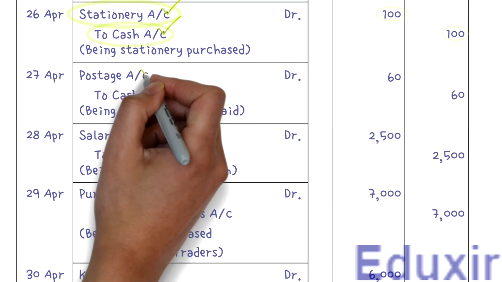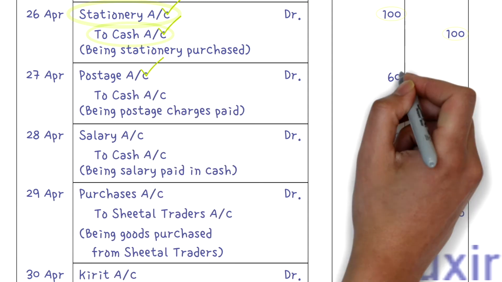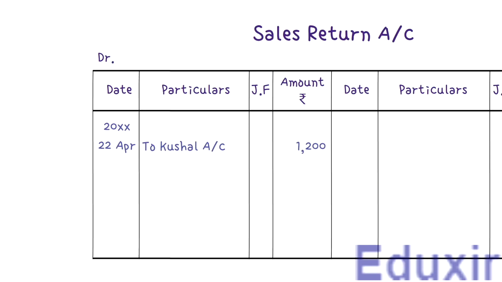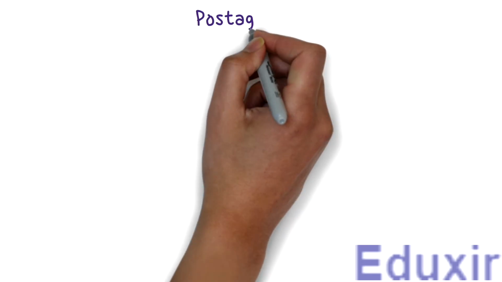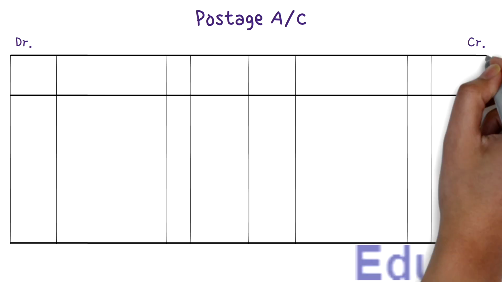As the name suggests, it needs to be posted on the debit side of postage account and the debit amount is 60 rupees. Note that the details that need to be posted into the particulars column is cash account. For posting this entry, we need to create a ledger account for postage as it is not yet created. Let us first write the title as postage account. Let us then have the ledger account format with all the headers.